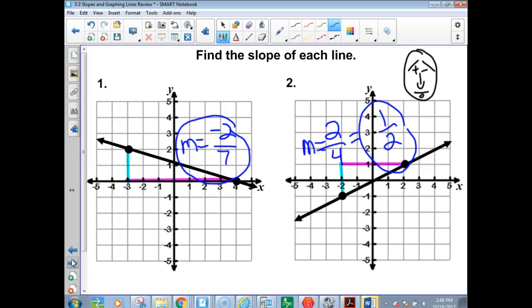Sorry? We're not writing the equation of the line yet. We will be, though. And that's when we'll need that y-intercept.